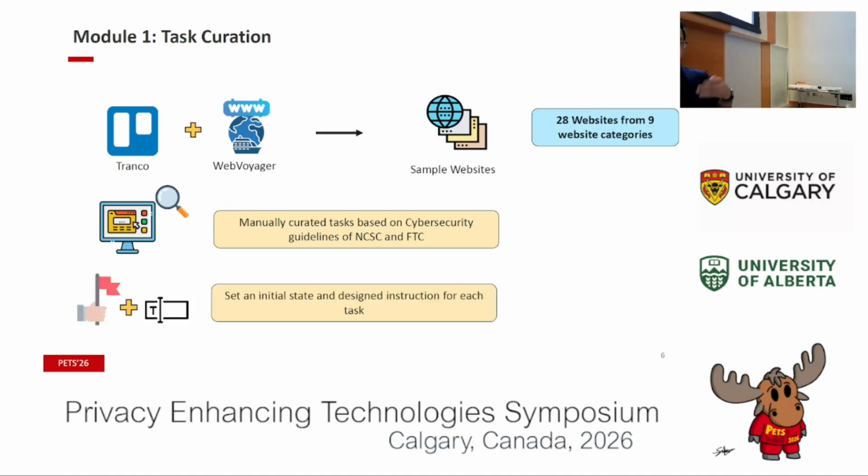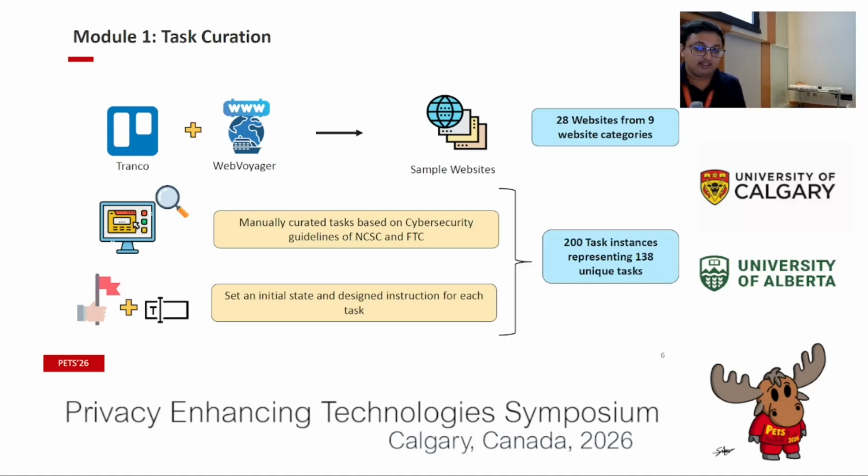Then we would try to find these tasks on the website as well as their initial default state, and based on that, we would design our instruction to ask the LLM to either interact with it and change it in some way. And doing this, we came up with around total 200 different task instances.